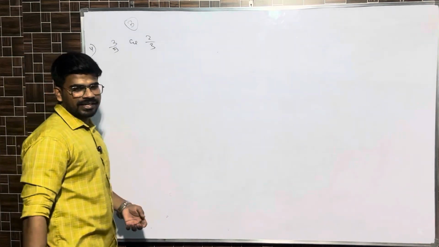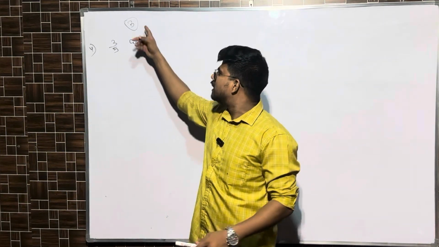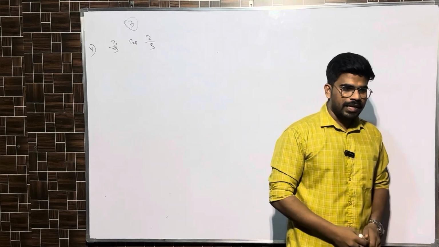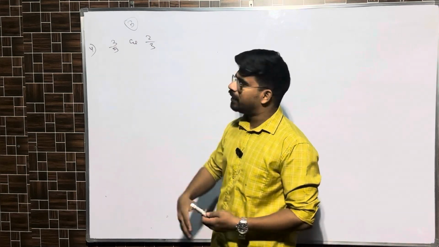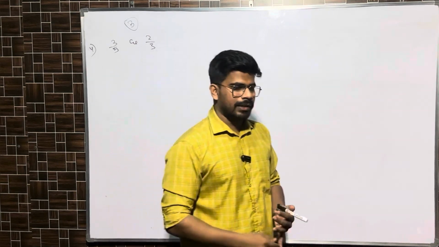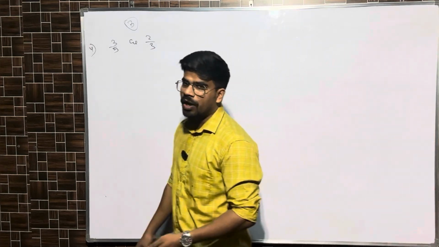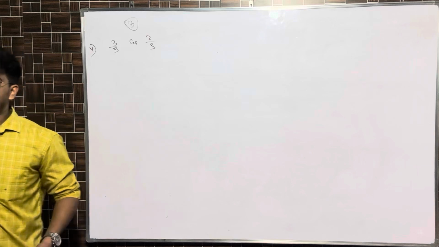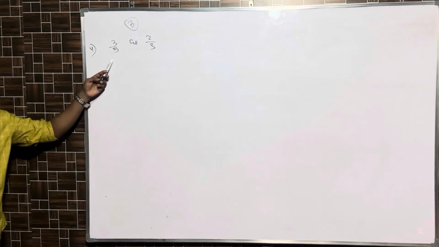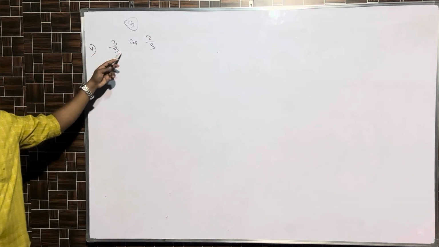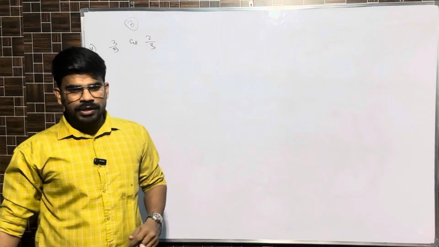We have another question from the first exercise only. We have to insert 3 irrational numbers between 3 by 5 and 2 by 3. So some pointers you have to remember before solving this question. The first point is that we have to make the denominator same for both the fractions.